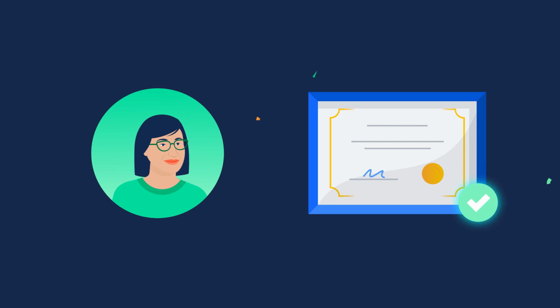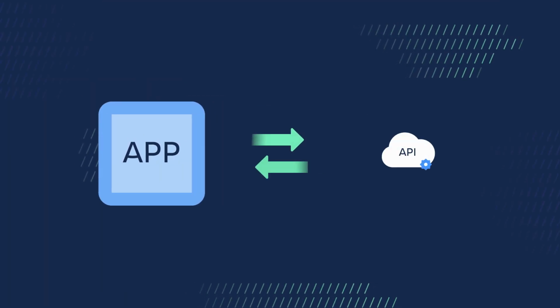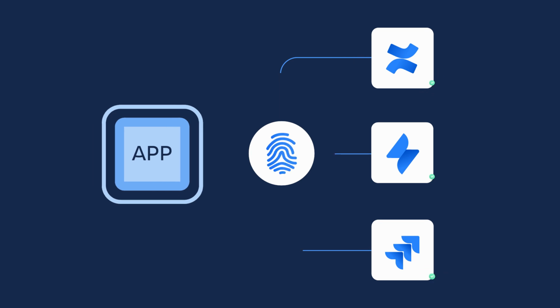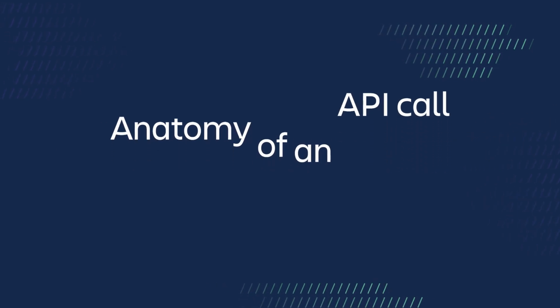Now that you have learned about manifests and modules, you are ready to move on to one of the most common actions for apps, calling an API. Forge makes it easy to authenticate and call Atlassian product APIs. It also lets you call APIs outside of Atlassian. Let's break down the components that make up an API call.